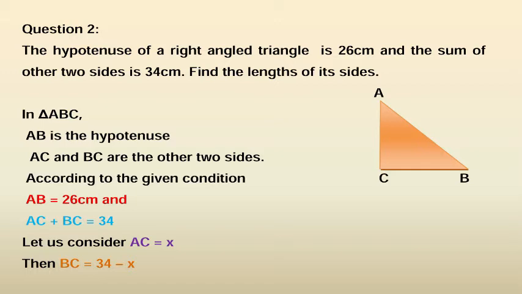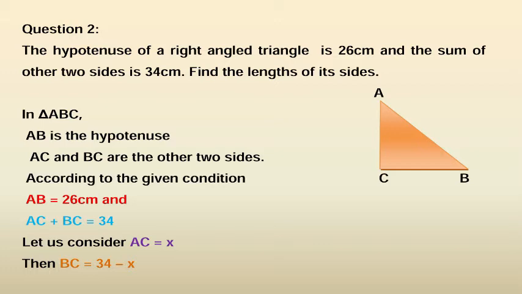First let us draw the triangle ABC. So in triangle ABC, it is right angled at angle C. That means AB is the hypotenuse. The question says that the hypotenuse of a right angle triangle is 26 centimeter. That is AB is equal to 26 centimeter. Which are the other two sides? The other two sides are AC and BC.